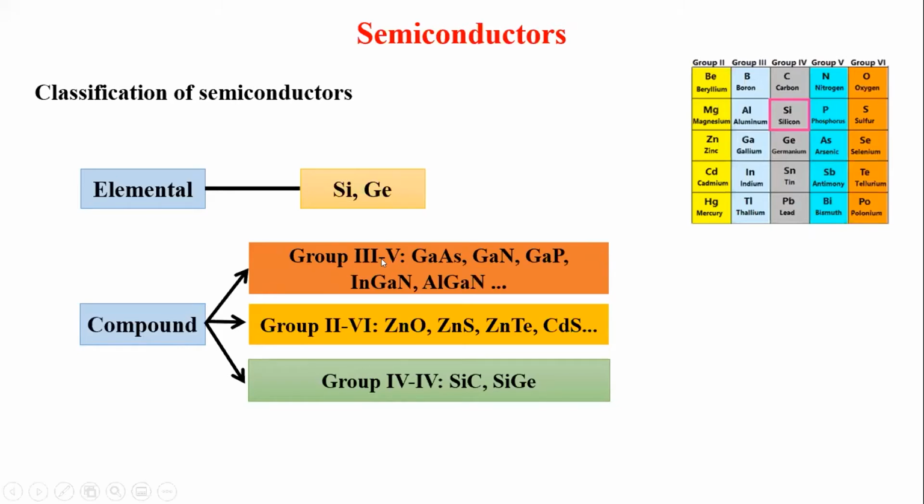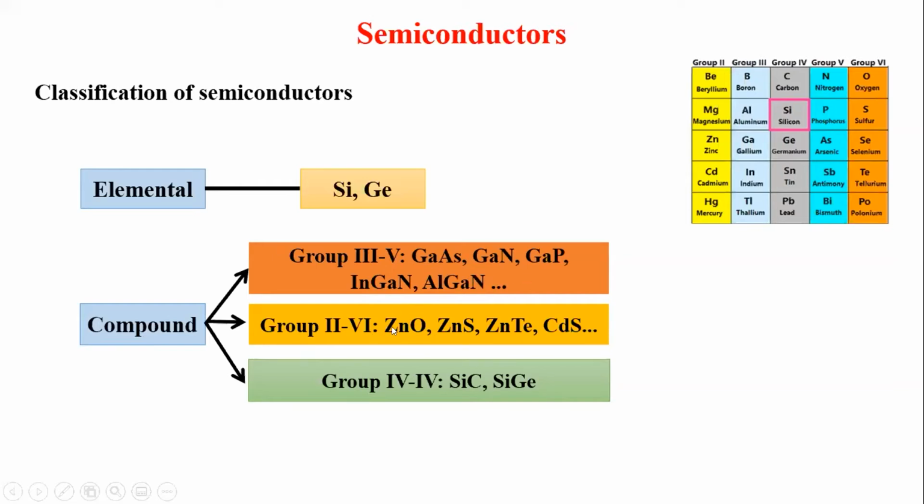This is an old periodic table, don't take this as such. These are based on their valences. Group 3 and group 5, that is 3 valency and 5 valency atoms, join together to form a compound: gallium arsenide, gallium nitride, gallium phosphide, and their alloys. You can take indium gallium nitride, aluminum gallium nitride, and so on.